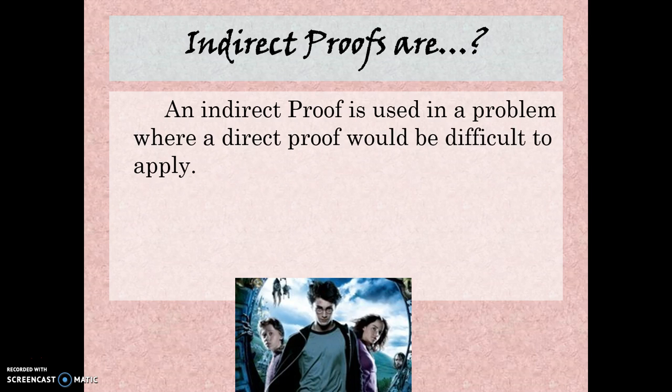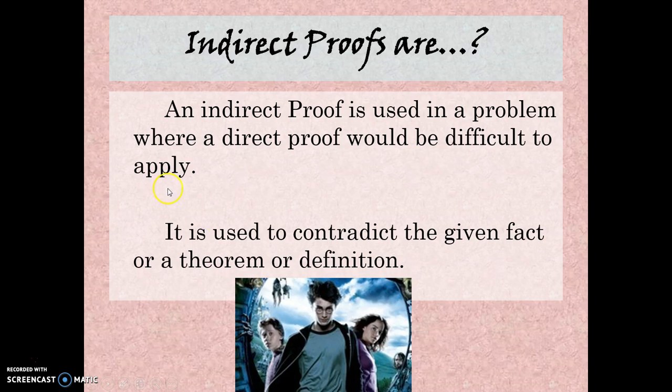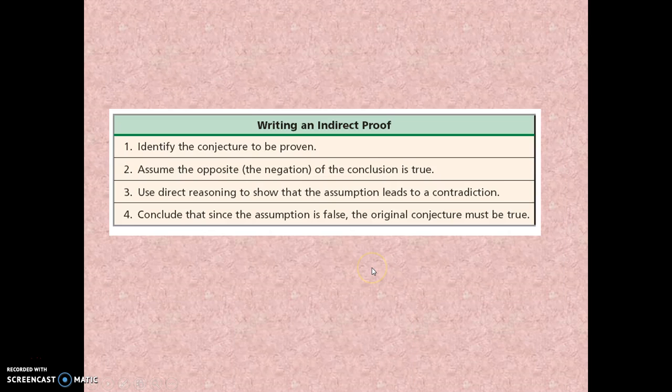Alright, indirect proofs are, there's Harry Potter again on this slideshow. An indirect proof is used in a problem where a direct proof would be difficult to apply. It is used to contradict the given fact or theorem or definition.